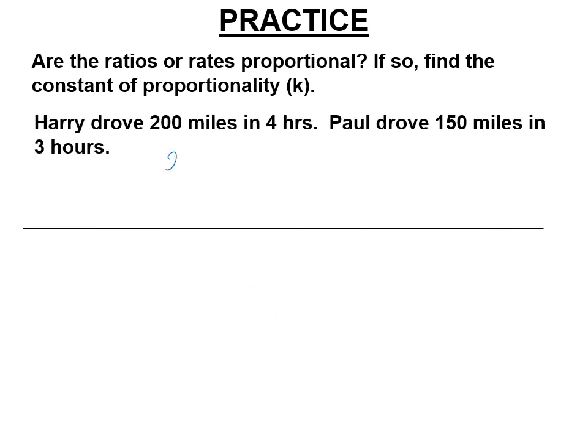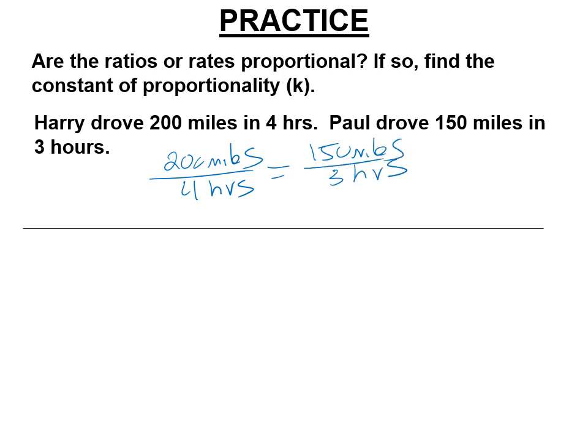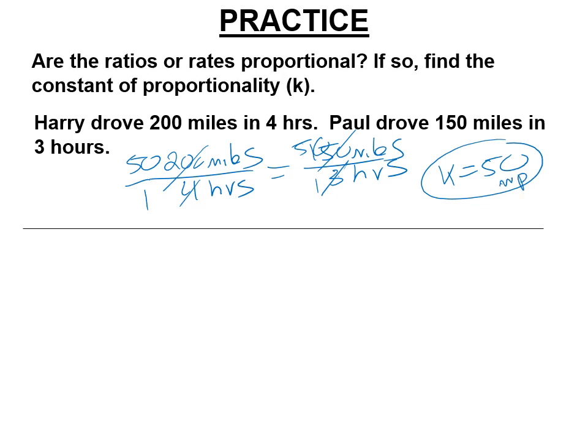Harry drove 200 miles in 4 hours. Paul drove 150 miles in 3 hours. All right, so 200 divided by 4 is 50. So Harry was driving 50 miles per hour. That was the unit rate, right? 50 miles in 1 hour. So is Paul. They're both going 50 miles per hour. So the constant of proportionality is 50. You could put units on it, 50 miles per hour, if you want.